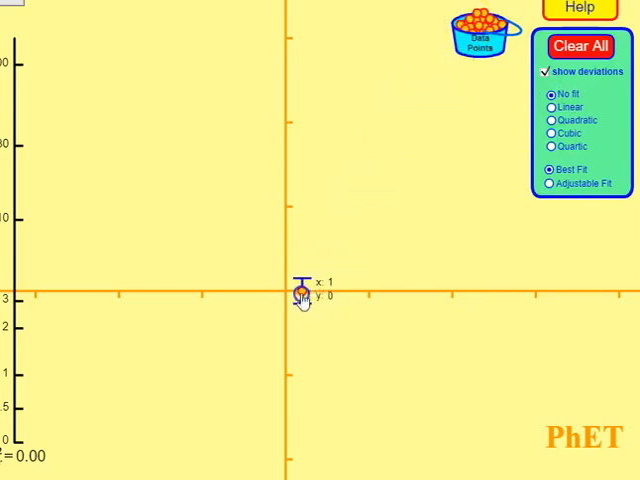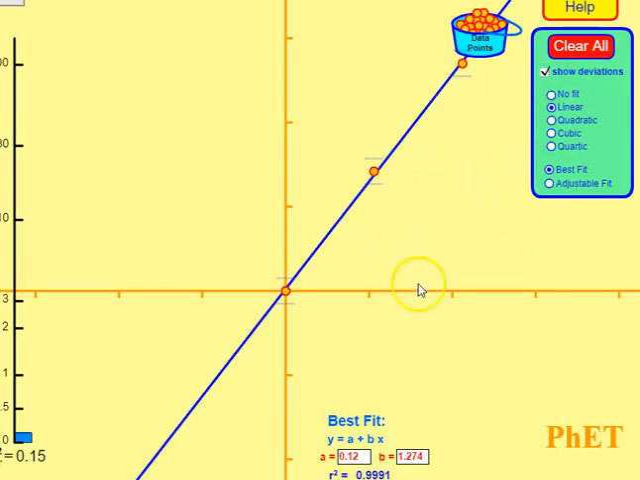Now let me put a point over here, another point over there, another over here. All right, as you can see, let's try for a best fit, right? Now you see there are numerous choices as to how you can choose a best fit. I chose no fit, that's why there is nothing on the graph. I choose linear, that's what you see. A straight line through all the points and passing through the origin.